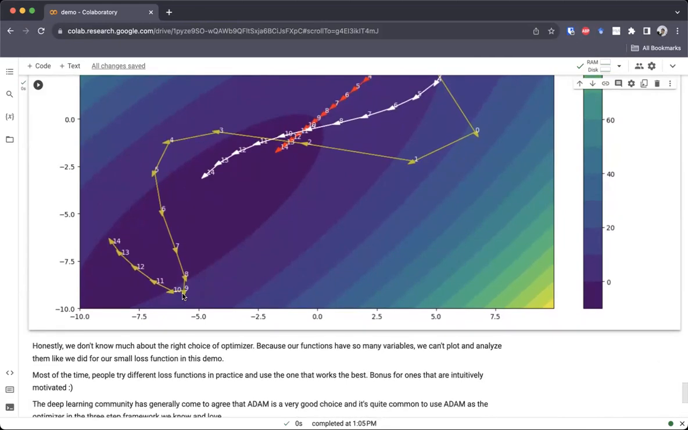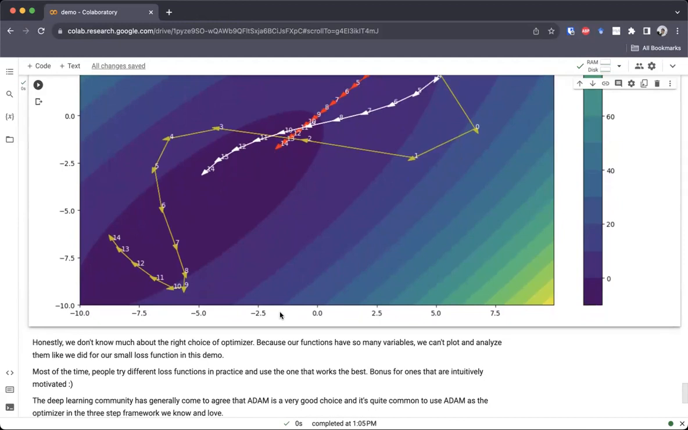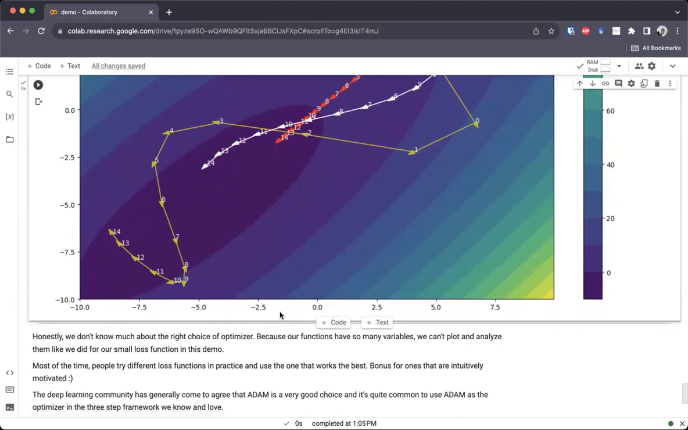So what do we do in practice? Well, most of the time, people just try different loss functions and see which one works the best. Oftentimes in papers, people give an intuitive motivation for why their function is correct, or they explain that in some special cases, it has these nice properties. In general, the community has come to agree that Adam is a very good choice, and it's now quite common to use Adam as the optimizer in the 3-step framework that we know and love.